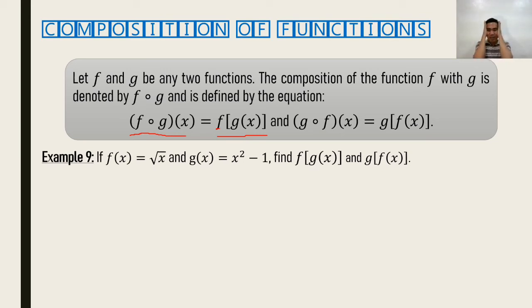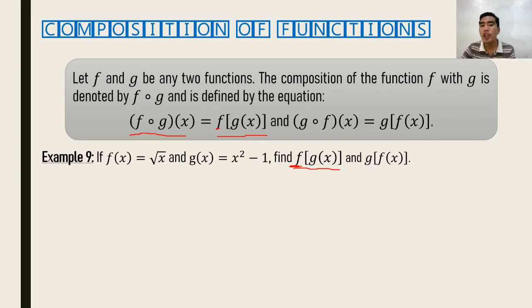Libog. Okay. So, example, para mas maintindihan. If f of x is equal to the square root of x and g of x is equal to x squared minus 1, find f of g of x and g of f of x. Wherein, uunahin muna natin itong f of g of x. Okay. In this situation, guys, we have here the values of f of x and g of x. Tama?